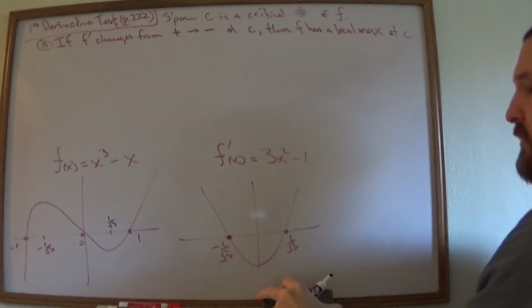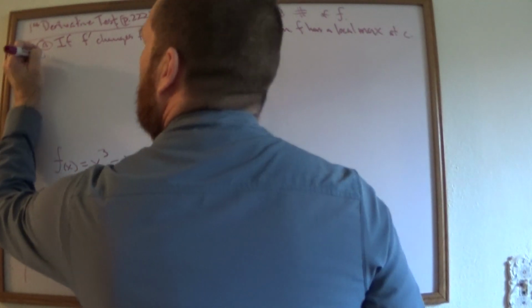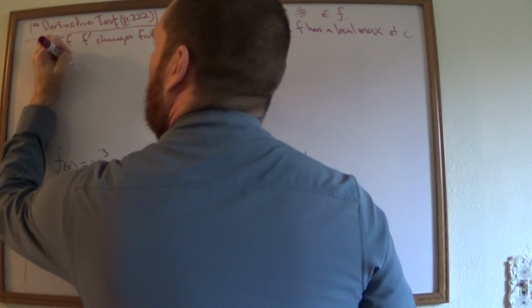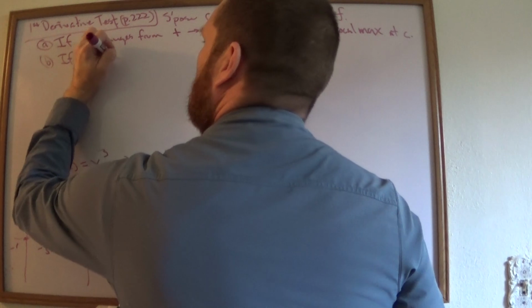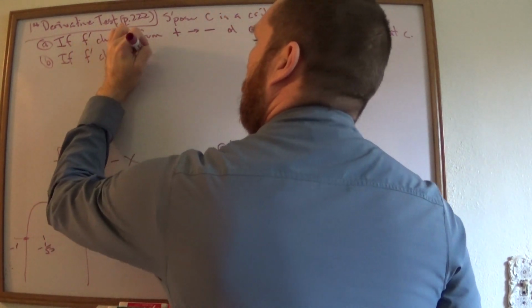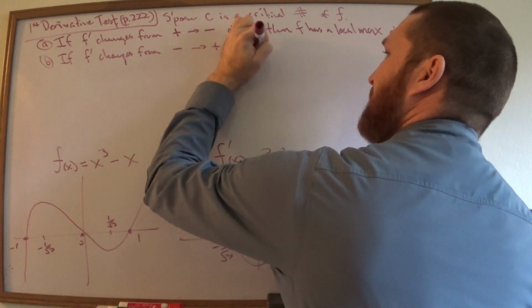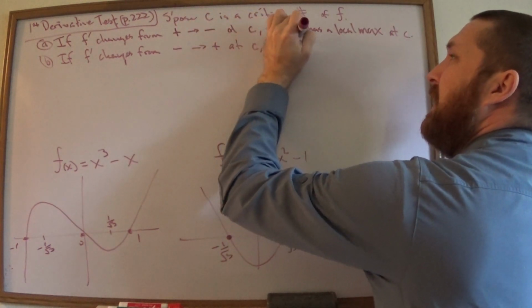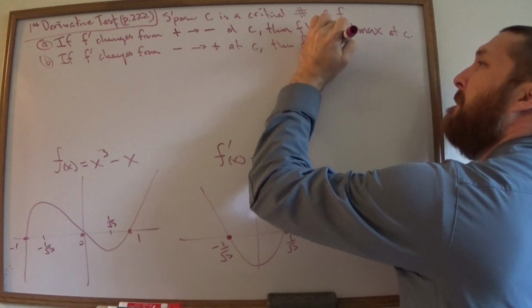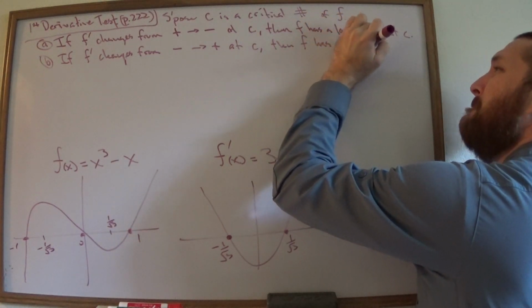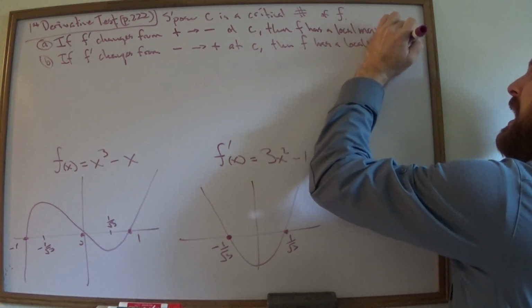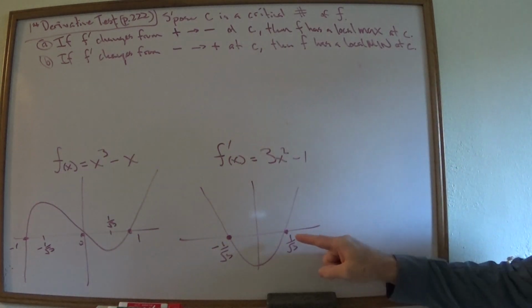Okay, so B, if f prime changes from negative to positive at c, then f has what? A local minimum. A local min at c. And we could see that here.